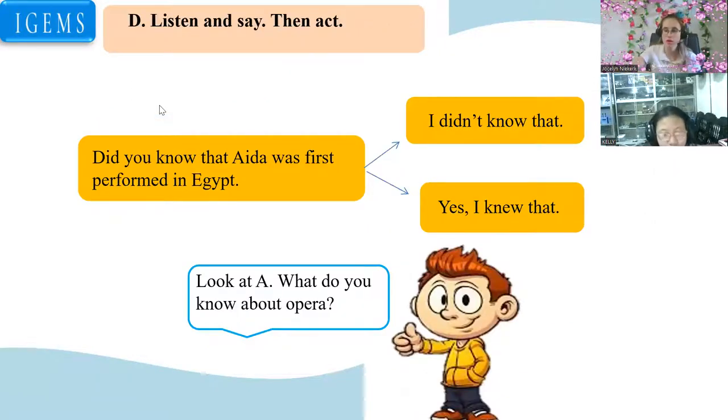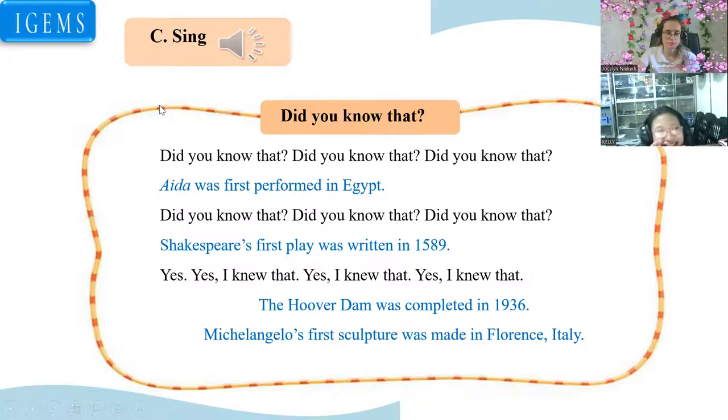Okay, what did you think of this song? It's so great. It gives us some good information. Like it says, did you know that? So you're thinking, okay, what? Aida was first performed in Egypt. Then Shakespeare's first play was written in 1589. Shakespeare is very popular, so he had lots of plays, like Romeo and Juliet, which was very popular. If you haven't seen Romeo and Juliet, you should watch it. It's very interesting. It's got a lot of poems in it.